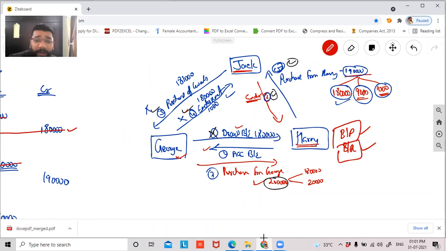Guys, what is the starting point? The starting point of Harry was bills payable. He accepted a bill to George. And the same bill went roundabout and came back to Harry as a bills receivable. This is a liability and this is an asset. So don't you think the liability and asset should be knocked off with each other?